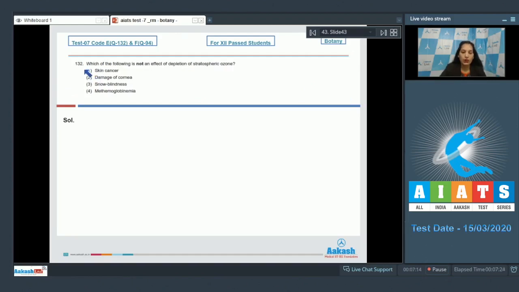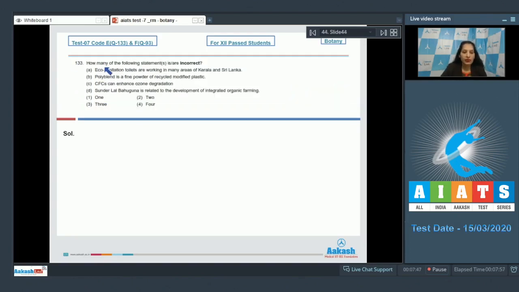Question number 132. Which of the following is not an effect of depletion of stratospheric ozone? Skin cancer, its effect. Damage to cornea, yes. Snow blindness, yes. Methemoglobinemia, no. Because methemoglobinemia occurs when there is nitrite combined with the hemoglobin. So the correct option for the given question is option number 4. Let's move to the next question.